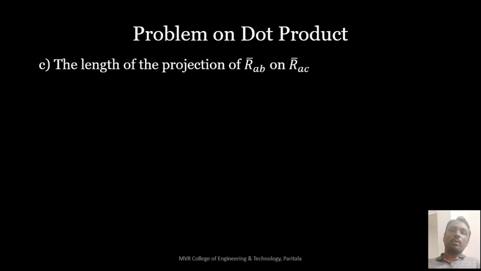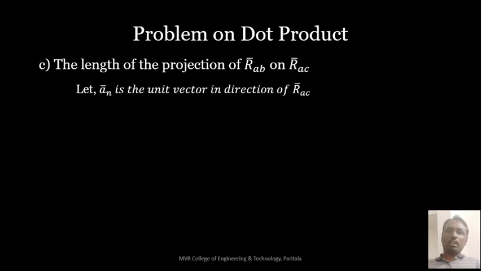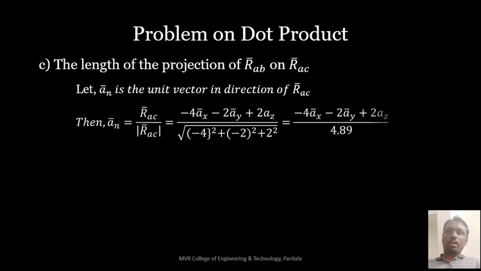Thereafter we need to multiply those unit vectors with RAB. So first we need to identify the unit vector in the direction of RAC. Let AN bar be the unit vector in the direction of RAC. Then what is AN bar? AN bar is equal to RAC bar divided by modulus RAC bar.